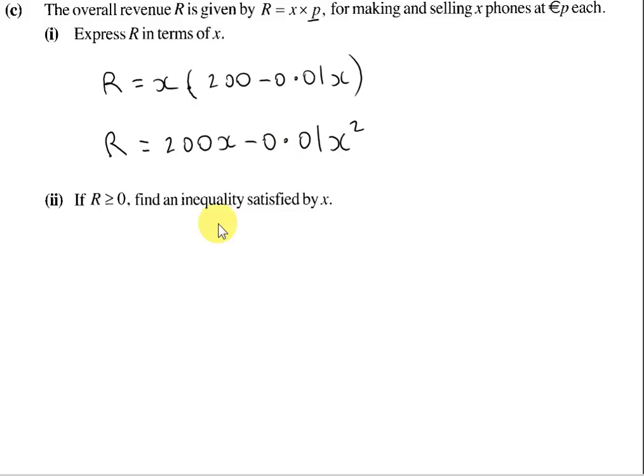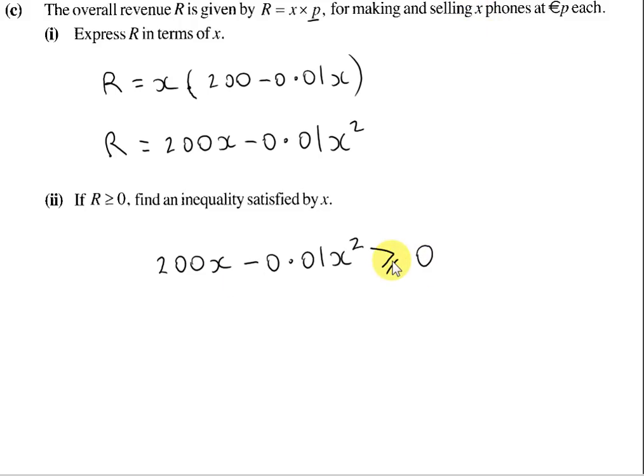If R is greater than or equal to 0, find an inequality satisfied by x. So the revenue is the income made. So we just multiply the number of phones by the price per phone, and that's the income for selling X phones at P euros each. And here we are setting the revenue to be some positive number. Of course, revenue has to be positive. We can't have negative revenue. So even if X is 0, the revenue is going to be 0. The minimum value revenue can have is 0.